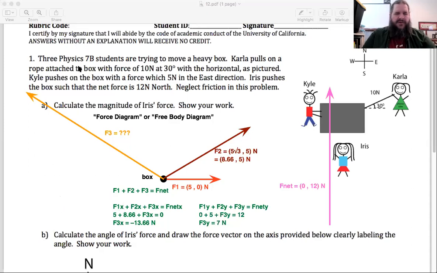So if we label those, we've got an x component and a y component. And let's see what we can do with these. We know the x component is negative 13.66. And we know the y component is 7. So with those, we should be able to calculate, for example, the magnitude. How would we calculate the magnitude, the strength of that force?